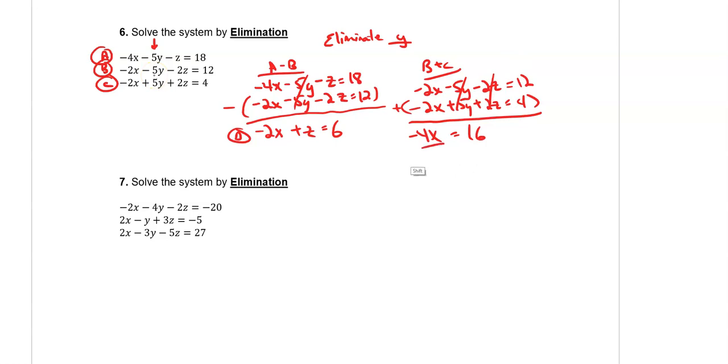And then I can solve for x. I divide by negative 4, divide by negative 4. So I get x equals negative 4. So that is my answer for x. I've got a negative 4.